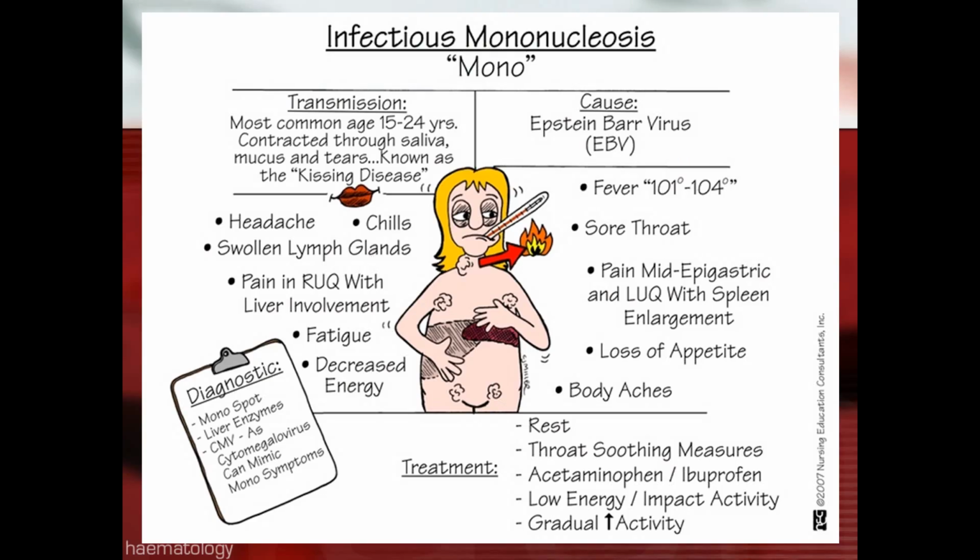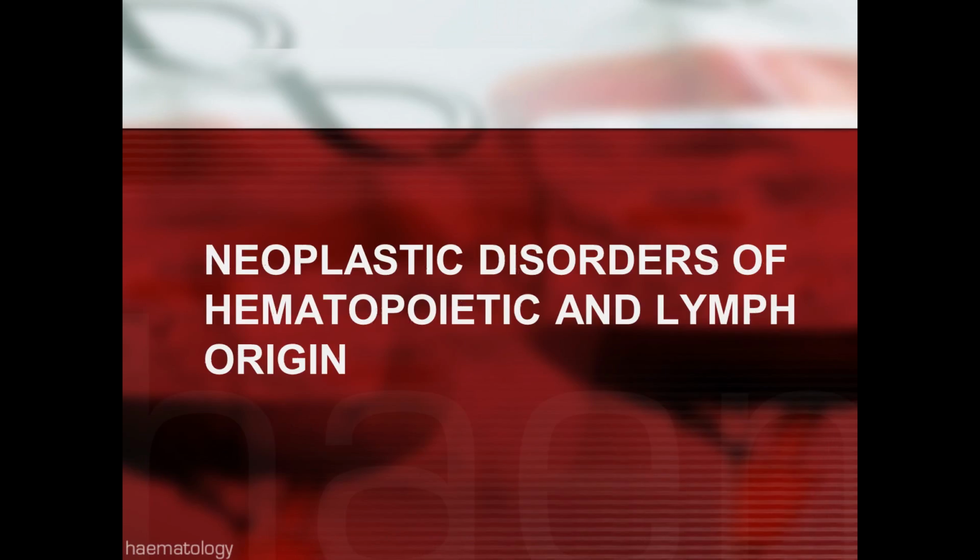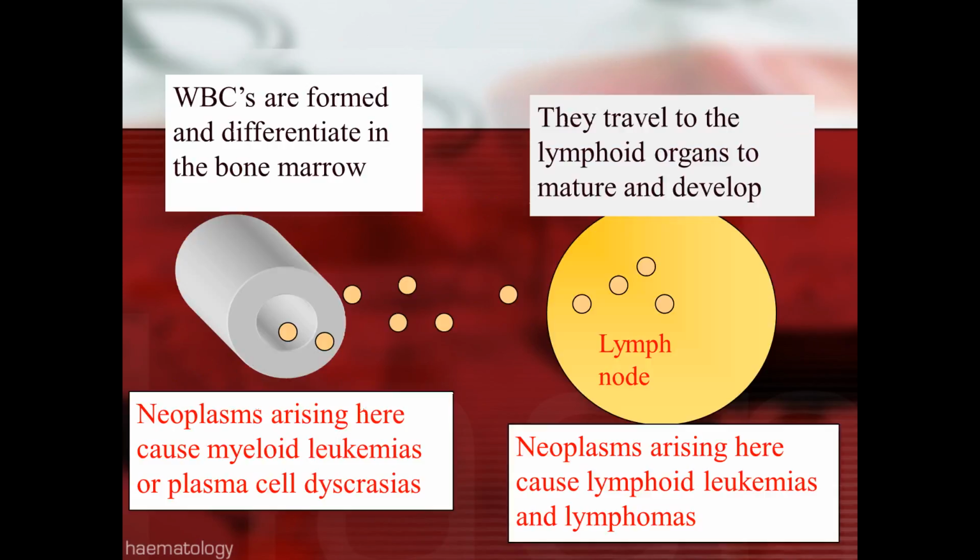And again, you have this slide that gives you all the signs and symptoms as well. Now we're moving on to the neoplastic disorders, or the cancerous disorders of the hematopoietic and lymphatic origin. So, we are not really covering myeloid leukemias. We're going to cover mostly the acute lymphoid leukemia and the chronic lymphocytic leukemia.